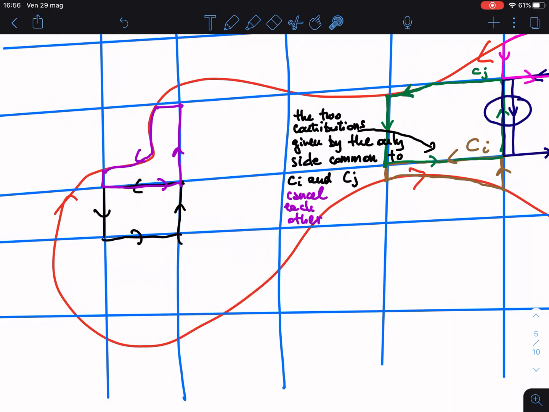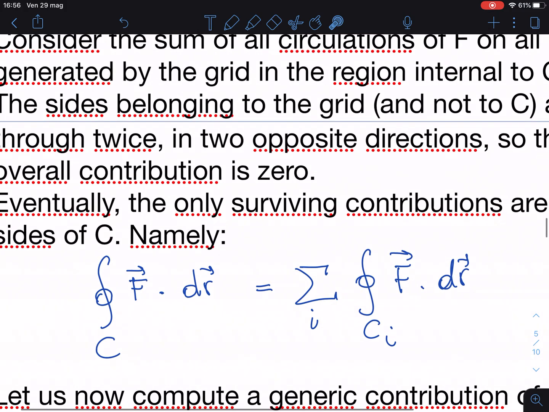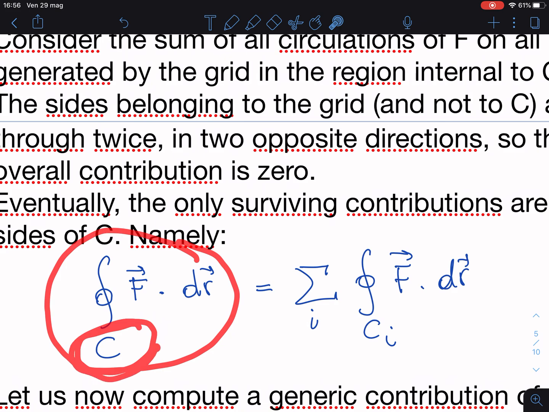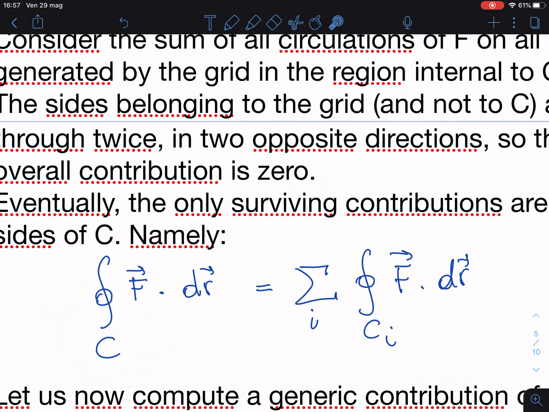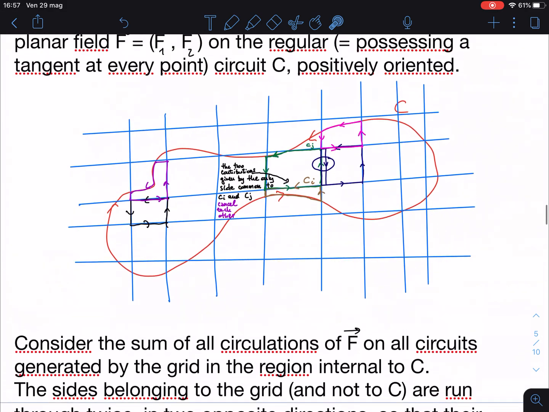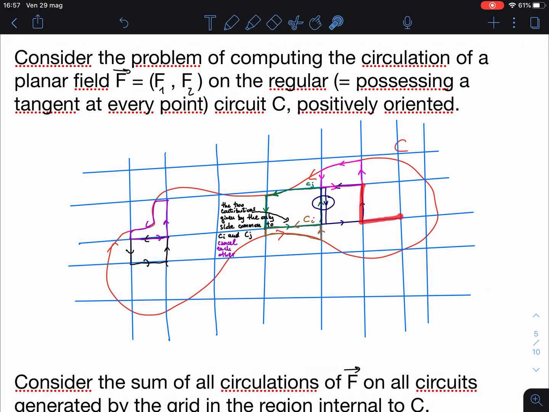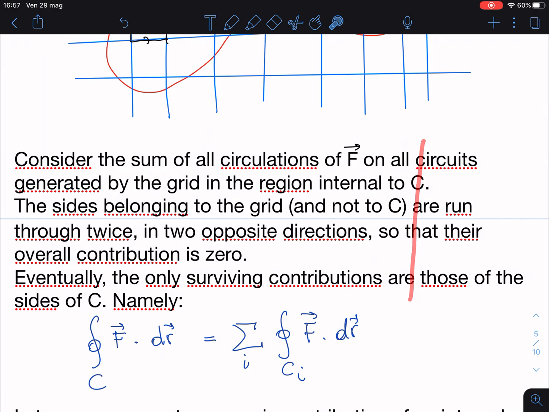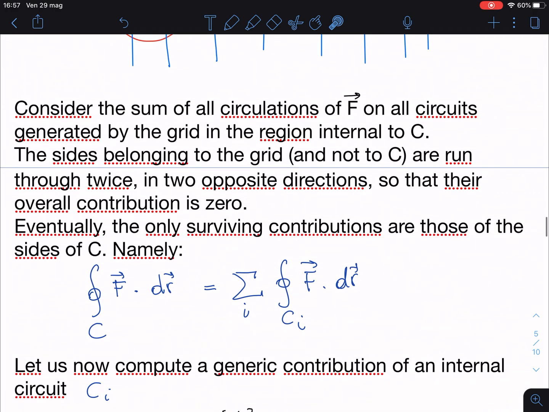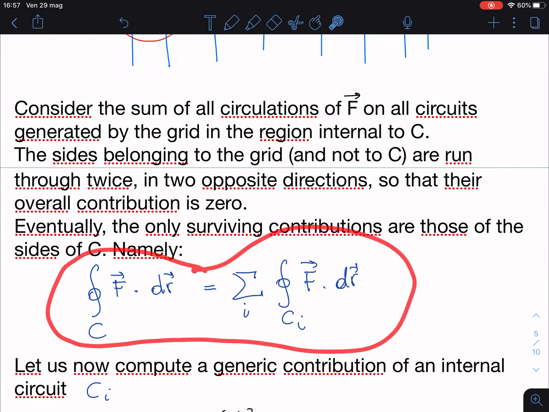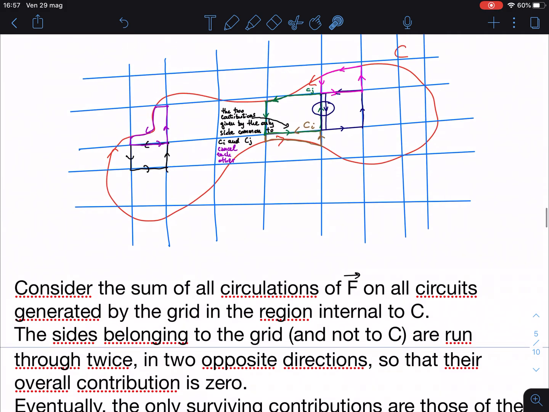This is very nice. So I can write this equality. The circulation of F on C is nothing but the sum of all circulations of F on all C_i, where the C_i are the circuit lines in the interior, always in the internal part of the curve, and are obtained by the construction of the grid. What I wrote here is just what I did now. And so you have to catch this fact, grasp it. Okay? The circulation on C is the sum of all circulations here.